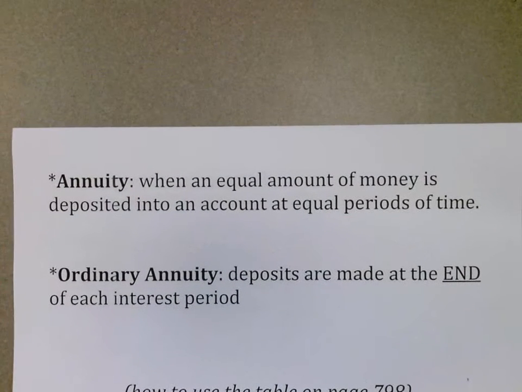A couple definitions to handle first. So once again, continuing on, an annuity is where equal amounts of money are being deposited into an account at equal periods of time. An ordinary annuity is where the deposits are made at the end of each interest cycle or interest period. Now, once again, you would make these types of annuity payments perhaps to an insurance company who would then pay them out during retirement after having earned a certain amount of interest.